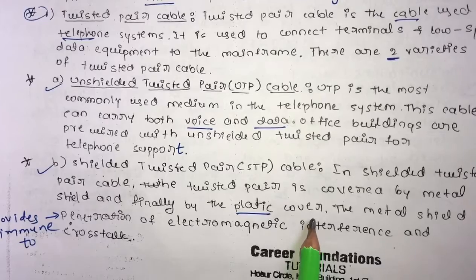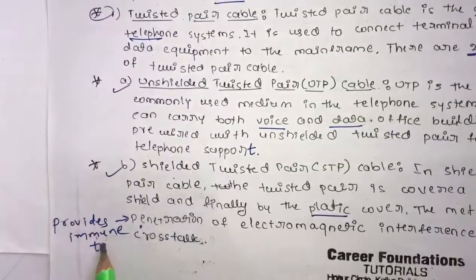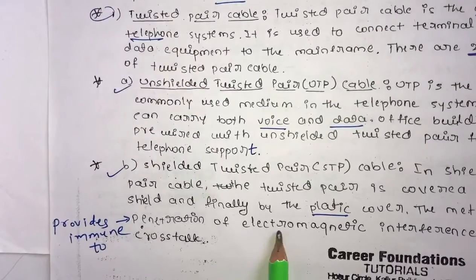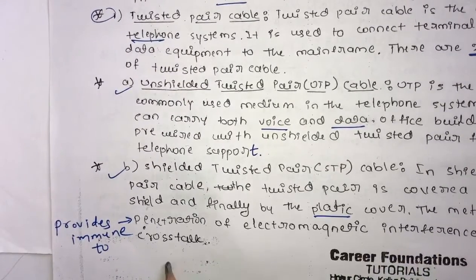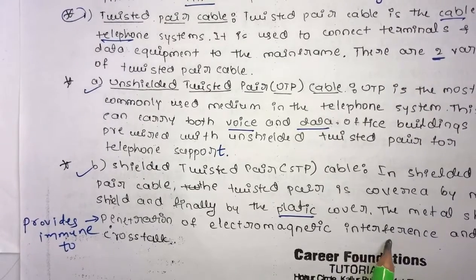There is a cover, there is a jacket, and this metal shield provides immunity to the penetration of electromagnetic interference as well as crosstalk. So because of the shield, it reduces interference and crosstalk.